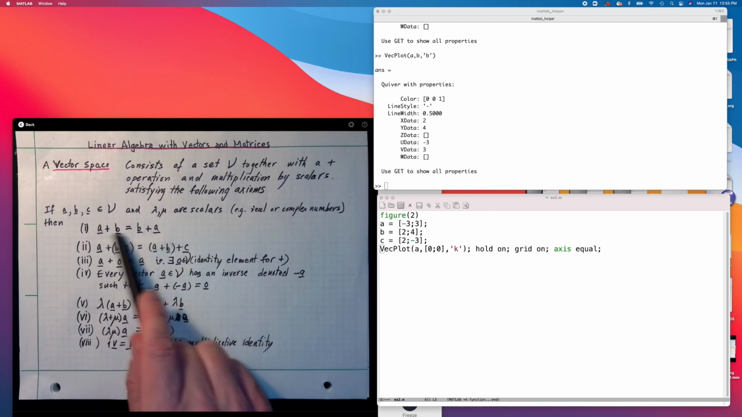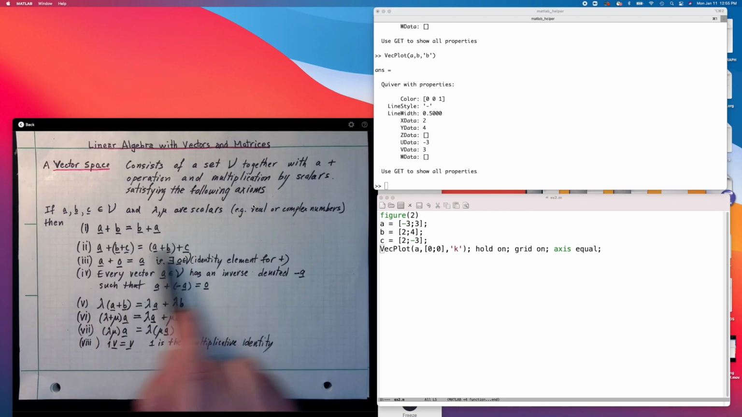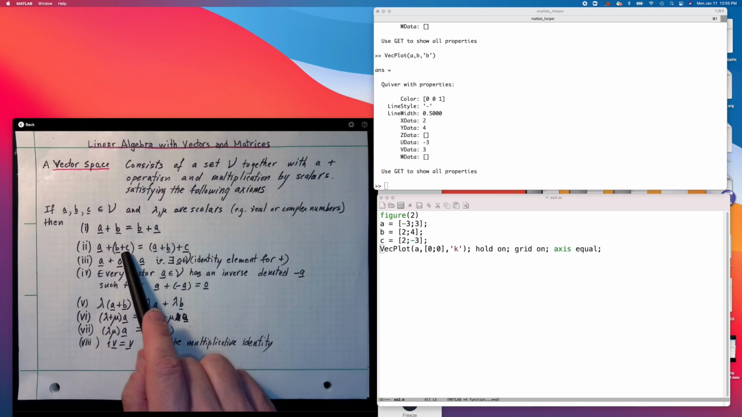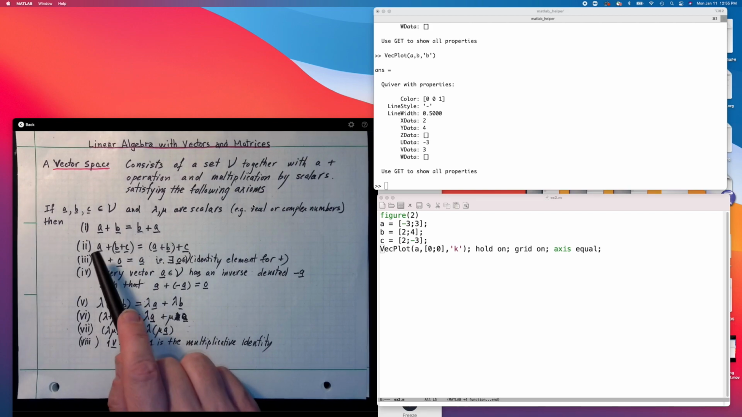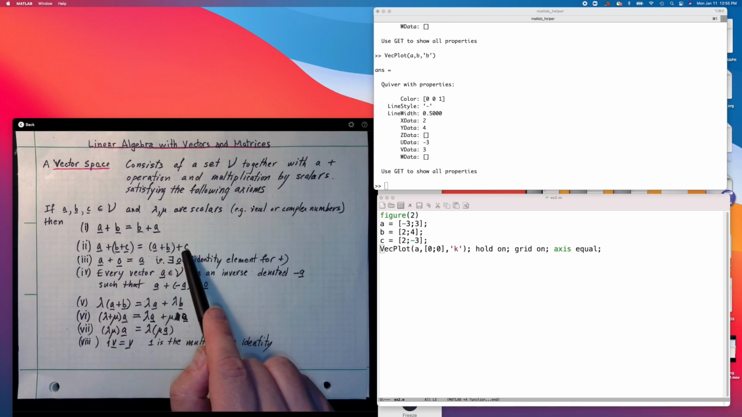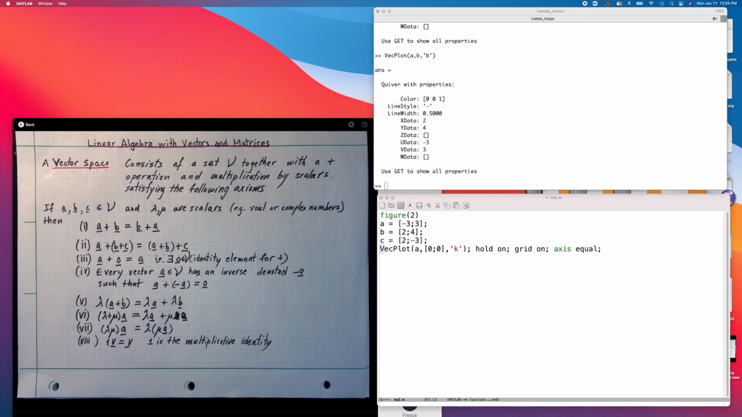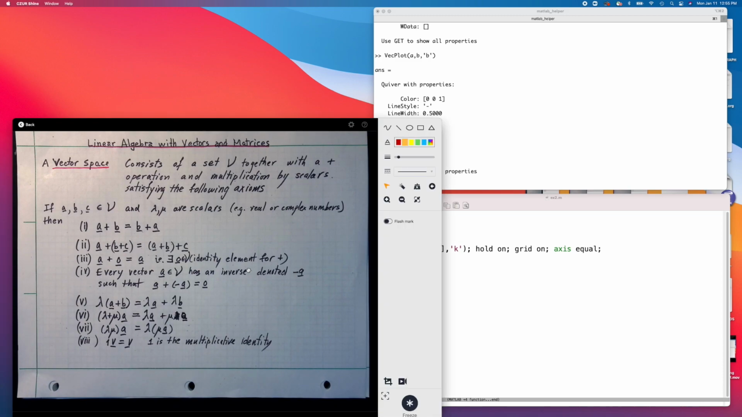commutativity of addition. There's also an associativity rule, so that if we want to form the sum of three vectors, it doesn't matter if we first add b plus c and then add a to that, or first do a plus b and then add c. I will demonstrate both of these using the same vectors a, b, and c I have defined over here.